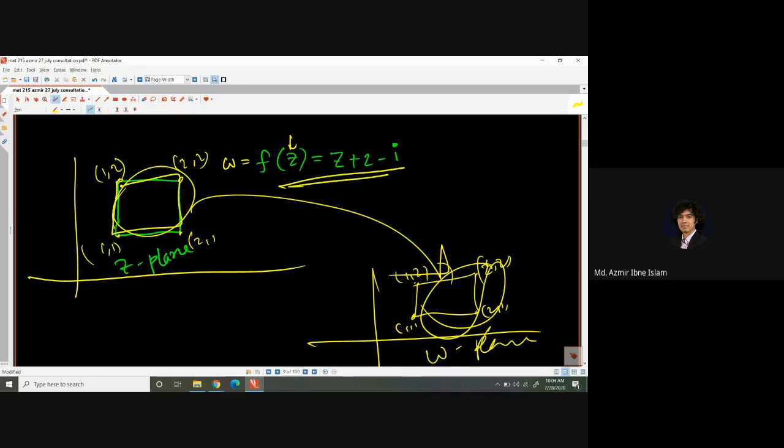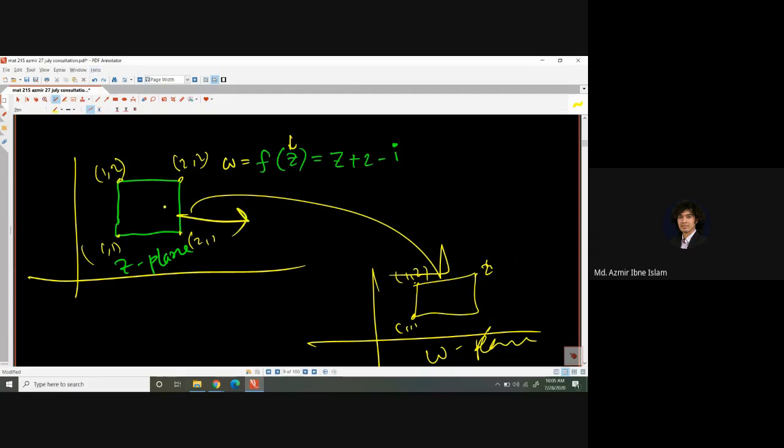Whatever figure we have here may translate or may be magnified. Here we can see one square in the z plane; in the w plane it can take another new shape. It may be a circle, it may be a parabola. It doesn't matter what shape we have in the z plane. It may be a different figure or the same figure, but in translated form. That means it may shift its position from here to here. So you'll understand now what I am talking about.